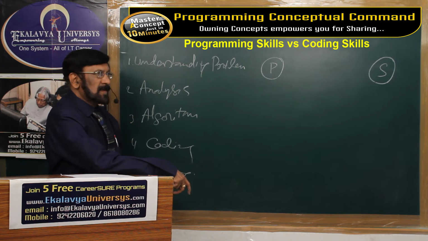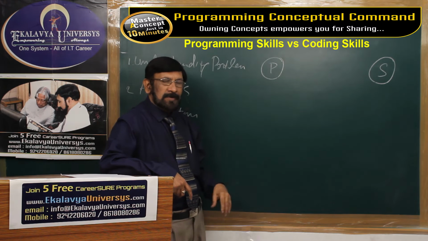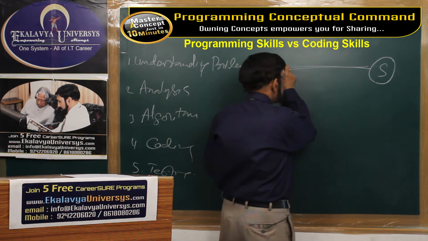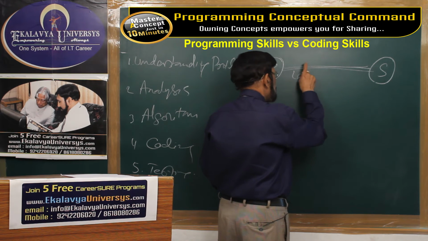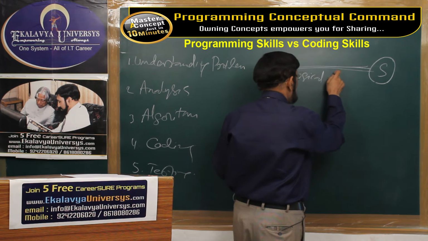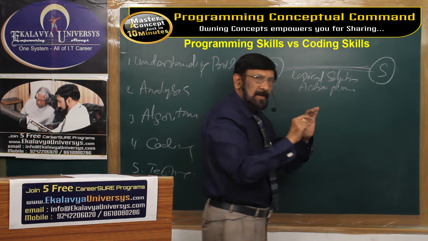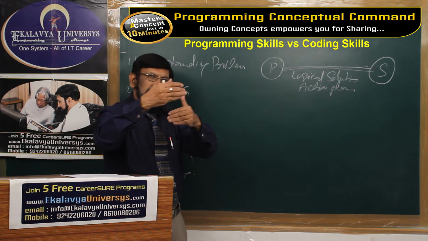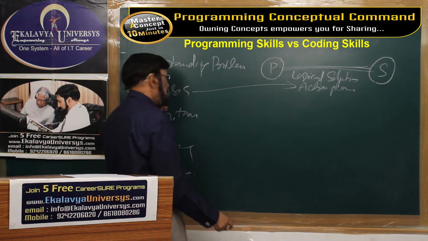Thereafter, analysis. Analysis means now you are very clear about the 2 points, problem and solution. Now how to bridge them, you think in this direction, then you get a logical solution or action plan. If I do like this and all that, I can get the solution. This is vague. Generally, I do like this, then I can get the solution. This is the outcome of analysis.